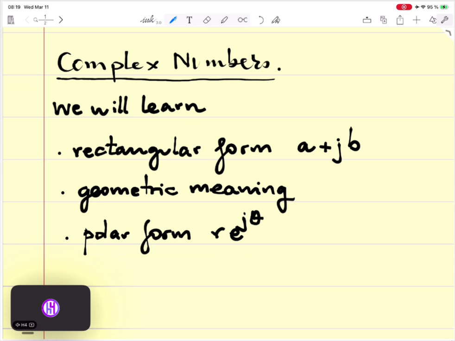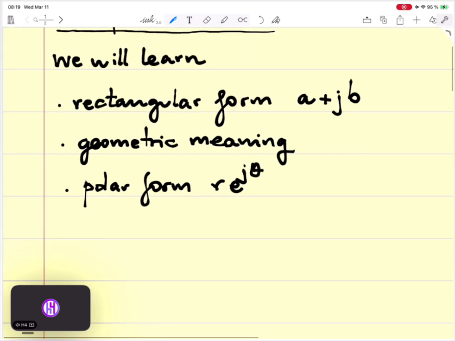And why is this important? Because this is important for frequency. This is important to solve differential equations. This is important for the Laplace transform. Basically, it solves all kinds of engineering problems. We are not done with real numbers. We need complex numbers. Okay?